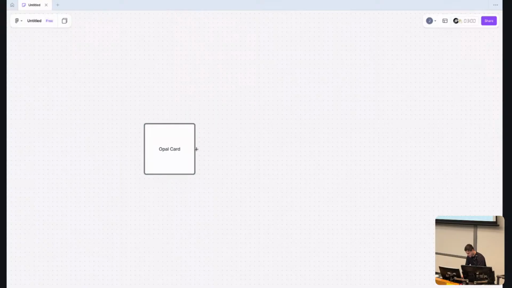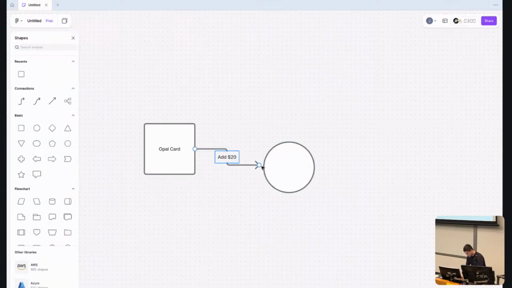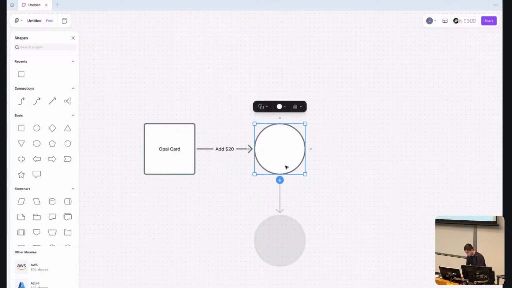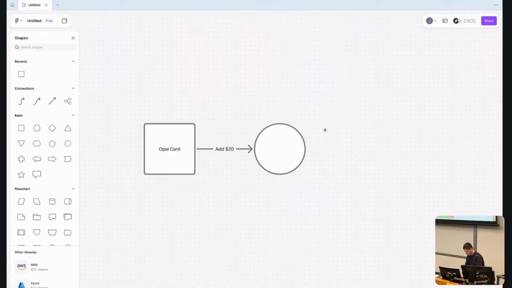Okay, so I got an Opal card. I want to say like add $20 is the action that's being taken. I know these might not be the right sort of shapes or whatever, but let's just think about it. So what could the state of the Opal card be in? Let's just think about it. The way I'm trying to think of this is this will flow off, for example, into multiple branches. And I don't know how many there might be.